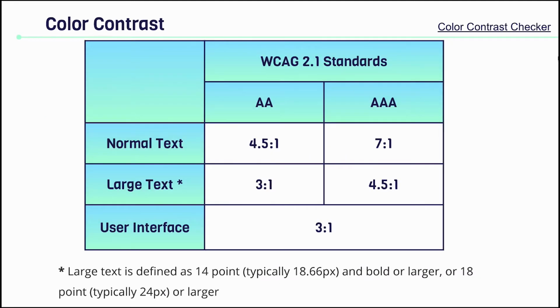Here, we see the different color contrast ratios we must meet to meet the WCAG 2.1 standards. This will make our content more accessible for more users. So we can see to meet the WCAG 2.1 AA, our normal text has to have a ratio of 4.5 to 1, whereas for large text, which is defined as 14 points and bold or larger, or 18 points or larger, you must meet a 3 to 1 ratio. For all user interfaces, you must also meet a 3 to 1 ratio. For AAA, you need 7 to 1 for normal text and 4.5 to 1 for large text.